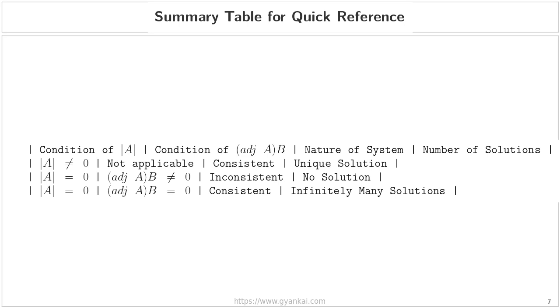Finally, the third row shows the third possibility. We are still in the singular case where the determinant of matrix A equals 0, but this time, the product of the adjoint of A and matrix B equals 0. In this specific instance, the system is actually consistent, but instead of one solution, it possesses infinitely many solutions. Keep this table in mind, as it perfectly summarizes the logic we will apply in the following example.